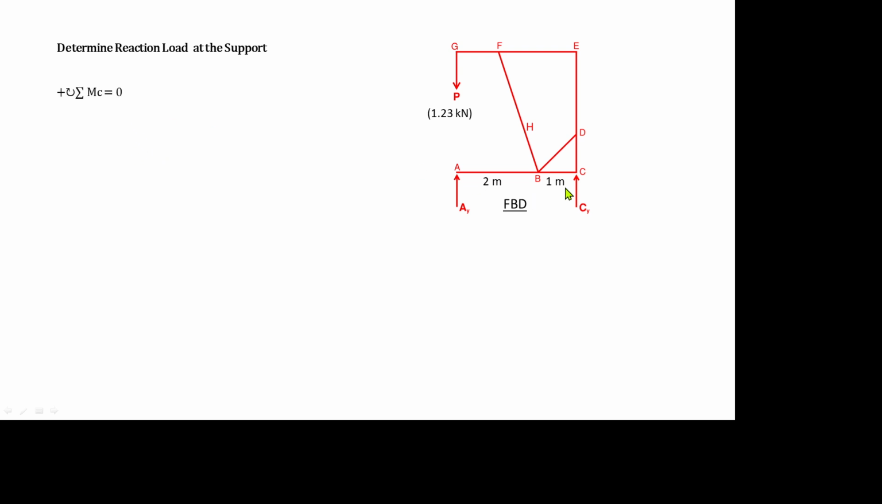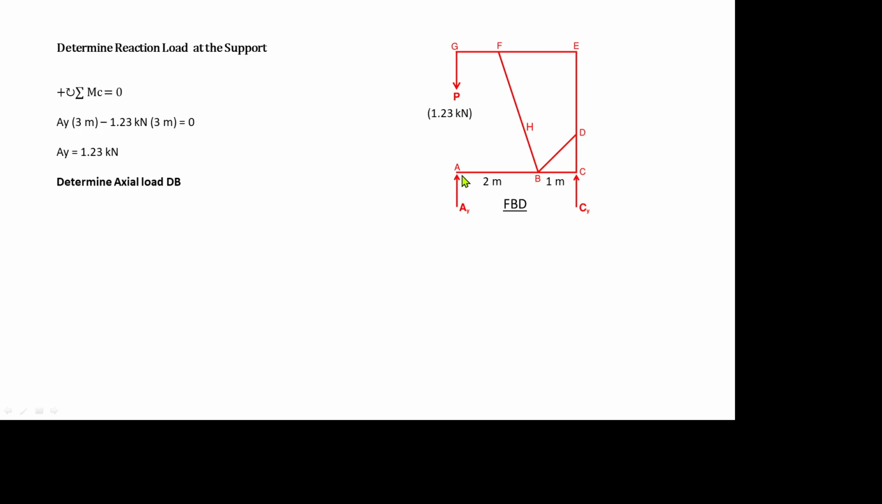So if we sum up moment at point C, we have only one unknown, AY, and P. Okay, so AY times the moment arm, 3 meters from here to there, minus, counterclockwise, the load from the engine above, so negative 1.23, the load P, times 3 meters from here to there, is equal to 0. So the answer is 1.23 kilonewton. Next one is to determine the axial load DB. So this one here. So how to determine this one?